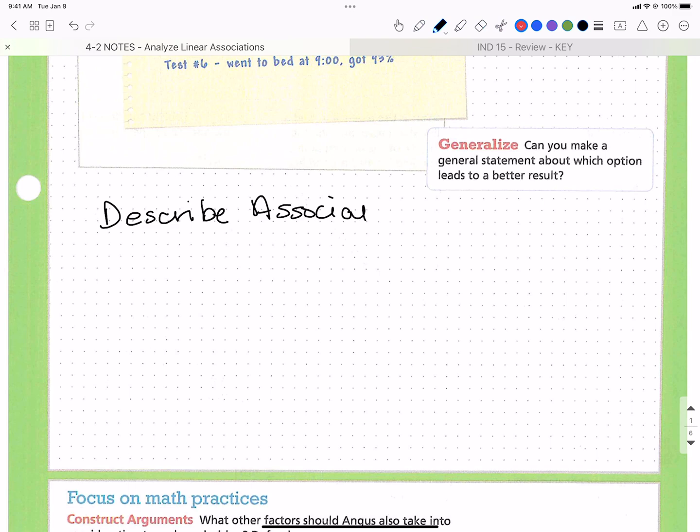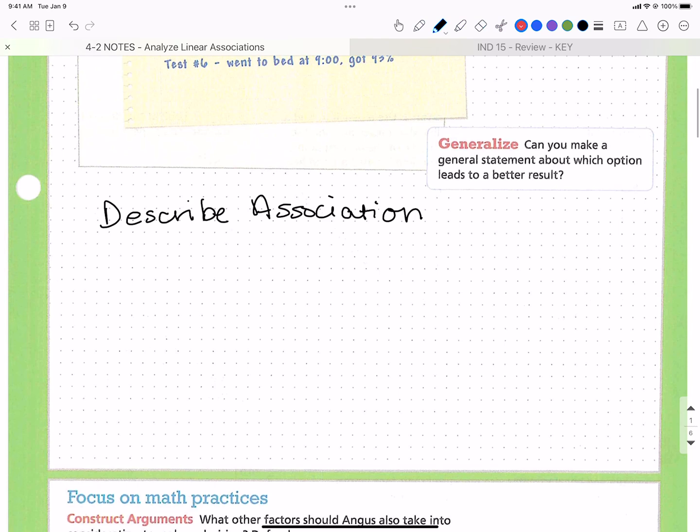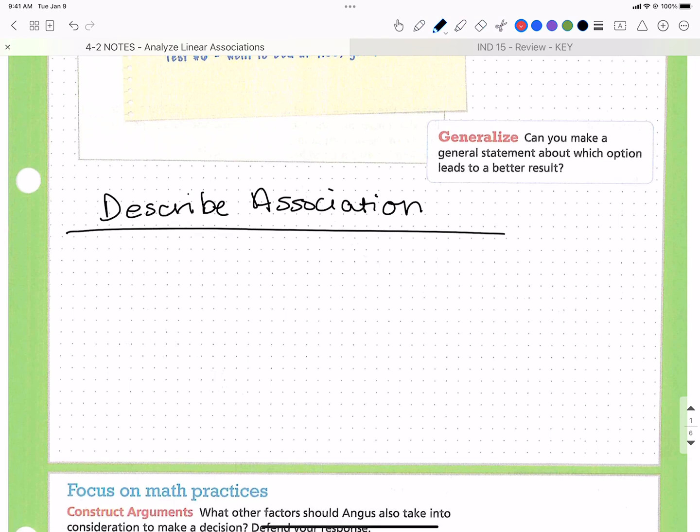Now, notice this is different than describing a relationship. When we describe a relationship, we use the words increase, decrease, and we use the names of the axes, right? That's describing a relationship. When we're describing the association, we're describing whether or not it's positive, negative, linear, non-linear, and we're going to get into that here.